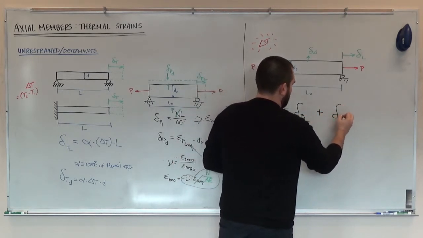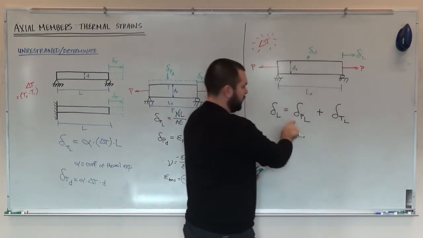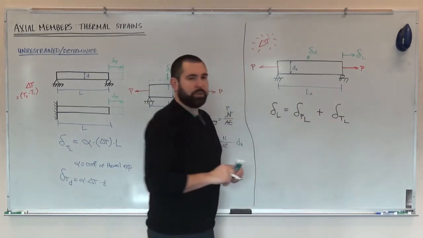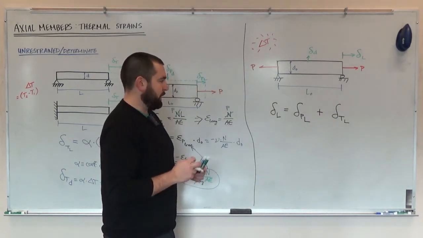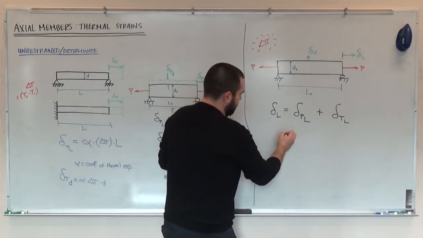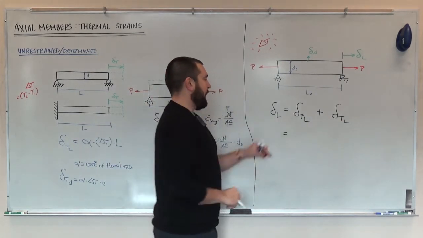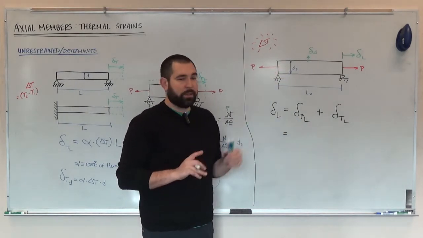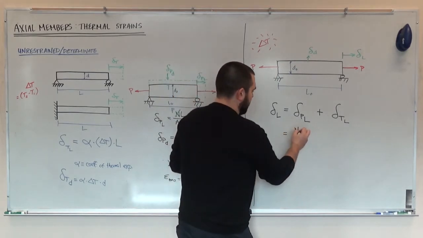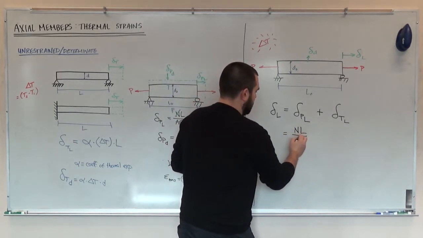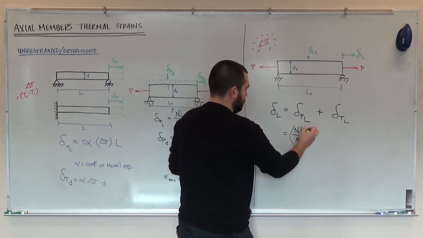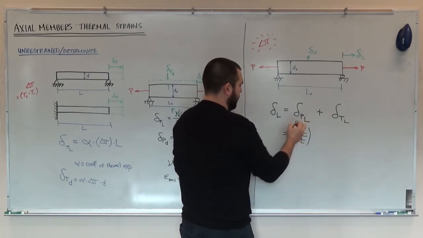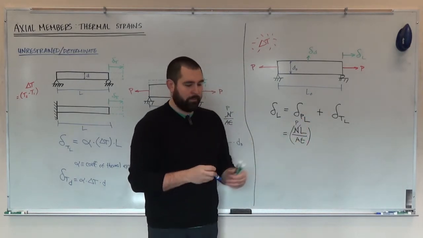plus delta TL, the change in length due to the change in temperature, or delta T. And we know the equations for each of these is pretty straightforward. For an axial member subjected to a constant internal normal force and a constant cross-sectional area, this is simply NL over AE. In this case, the internal normal force is just going to be equal to P, and we can assume that we have A and E.